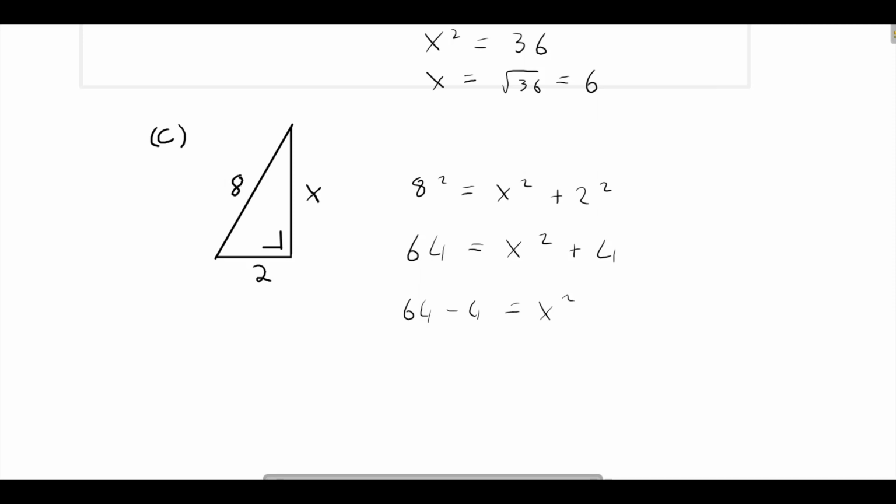And then I'll just flip these sides over, so I'll put the x on this side. So we'll say x squared is equal to 60. Then if we take the square root of both sides, we get x, and this time it's roughly equal to, because it's going to be a decimal this time. Sorry, I made a mistake there, go back. x is equal to the square root of 60, and this will be roughly equal to 7.75 units, whatever your unit is, centimeters or millimeters.